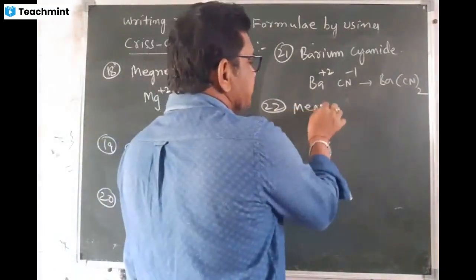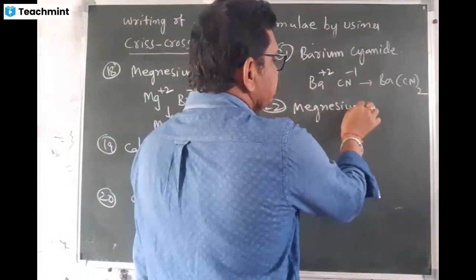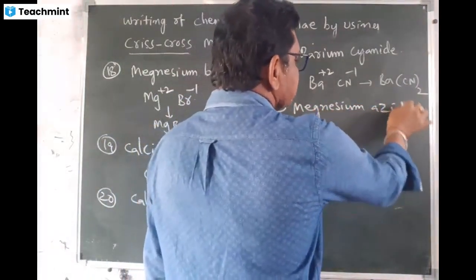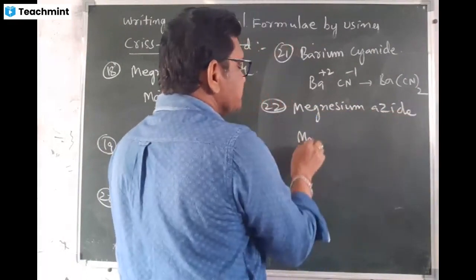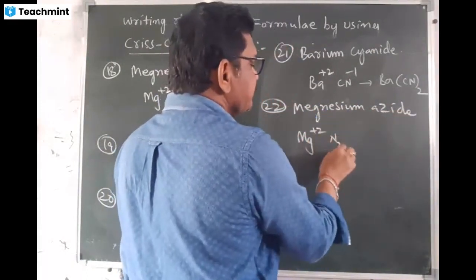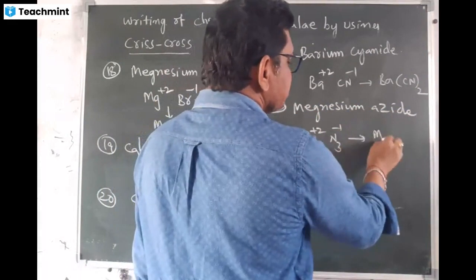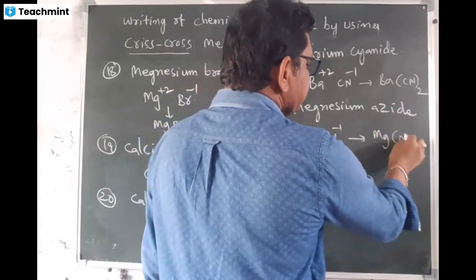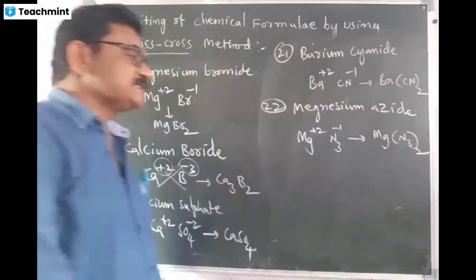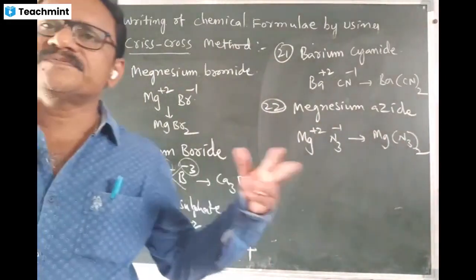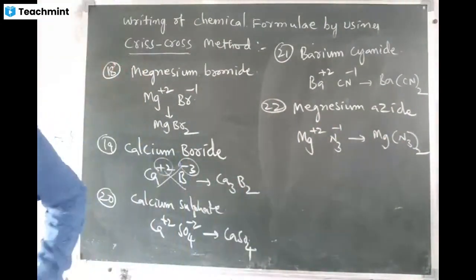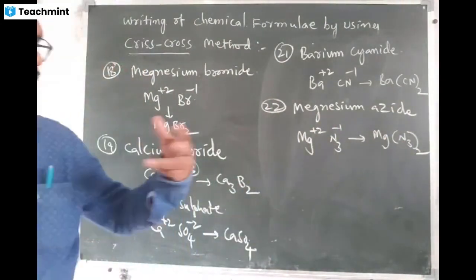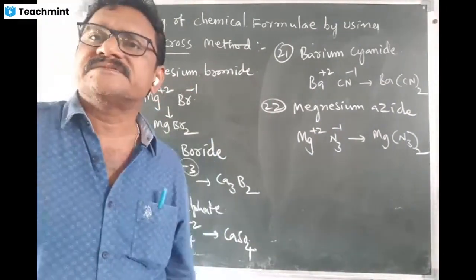Then magnesium azide. Magnesium azide. So magnesium means Mg plus 2, azide means N3 minus 1. Then the formula becomes Mg(N3) taken twice. These are complicated things. You should practice a number of times. For your perfection, read and write a number of times.